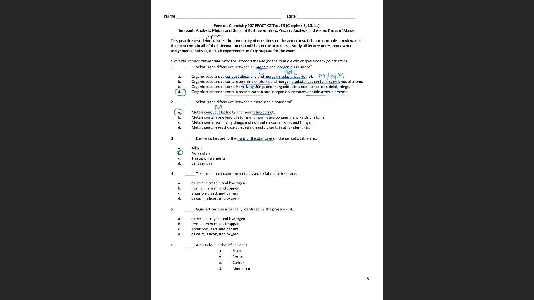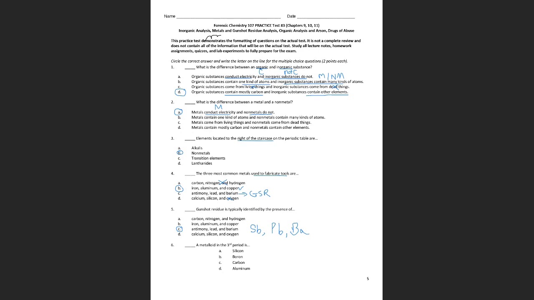The three most common metals used to fabricate tools, that would be iron, aluminum, and copper. Can't make tools out of nonmetals. Not going to work with oxygen. And antimony, lead, and barium, that is gunshot residue. So the correct answer is iron, aluminum, and copper. Gunshot residue, and we just said it, antimony, lead, and barium. And of course, your symbols are Sb for antimony, Pb for lead, and Ba for barium.